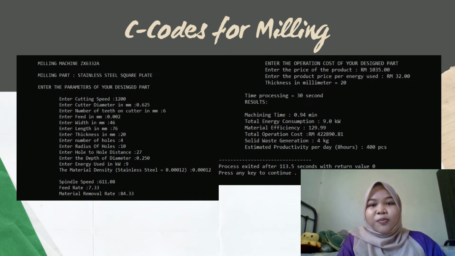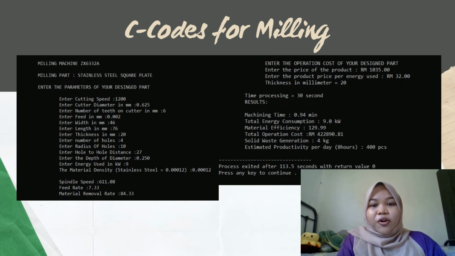Okay, from those inputs, we get the spindle speed, the feed rate, and also the material removal rate. To calculate the spindle speed, we use the formula of cutting speed times pi, which is 3.142, times cutter diameter. While for the feed rate, we use the spindle speed times the number of teeth on the cutter times feed. Next, the material removal rate is equal to width times the depth of diameter times feed rate.